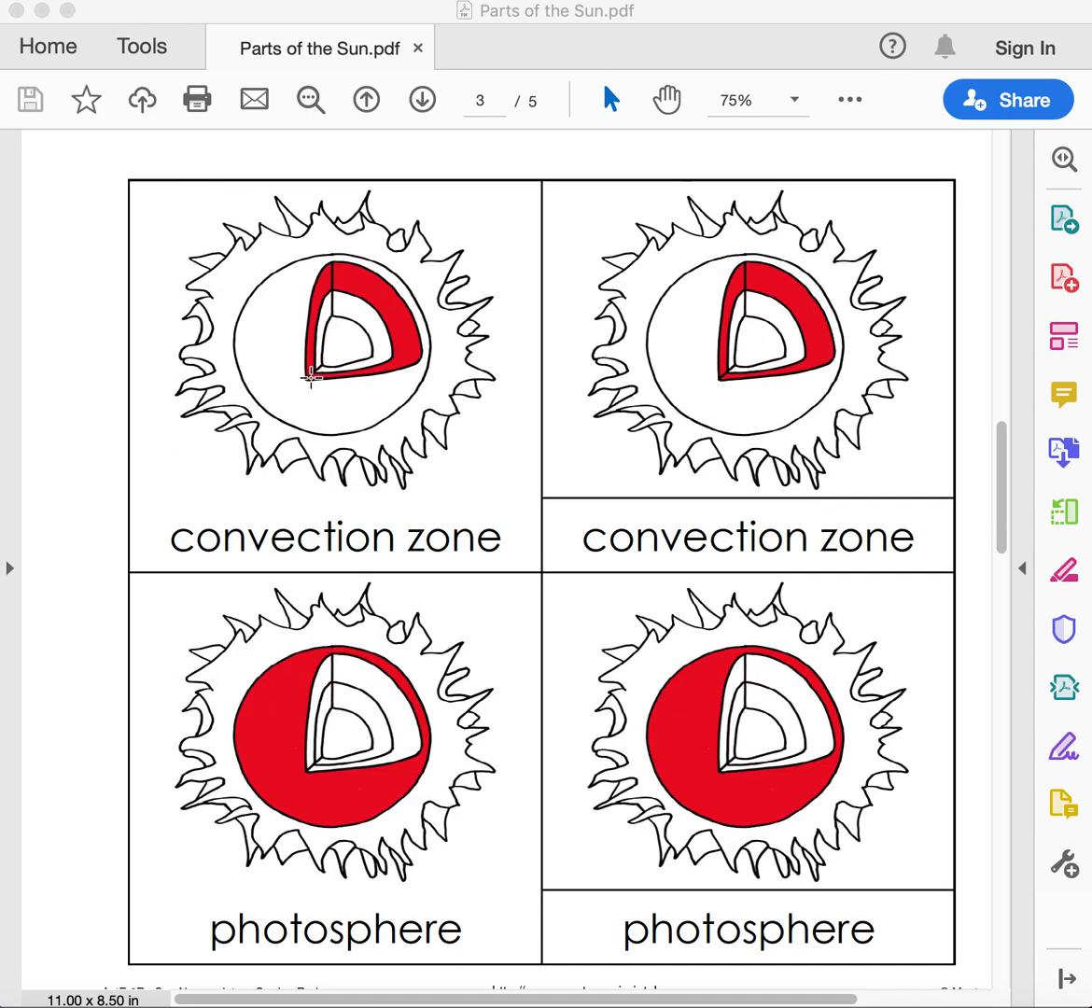The next part of the sun is the convection zone. In this zone, gases move like boiling water. Think of if you've ever watched a pot of water boil on the stove. Think of how the water moves. That's how the gases move in the convection zone. This moves them from the inner parts of the sun to the outer parts of the sun.